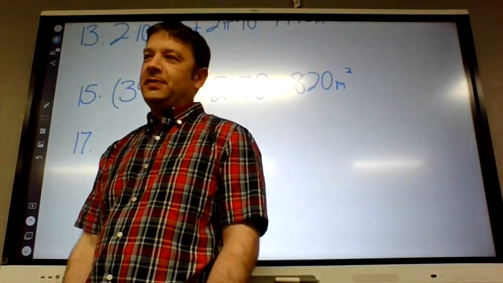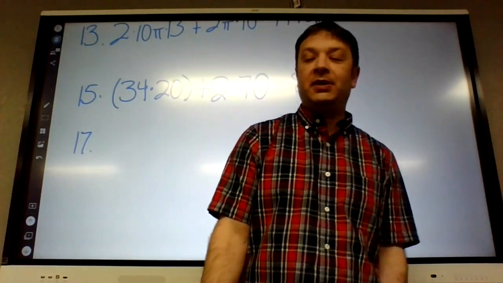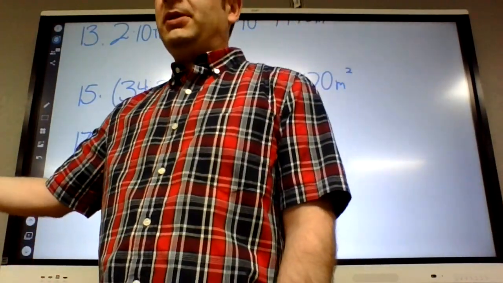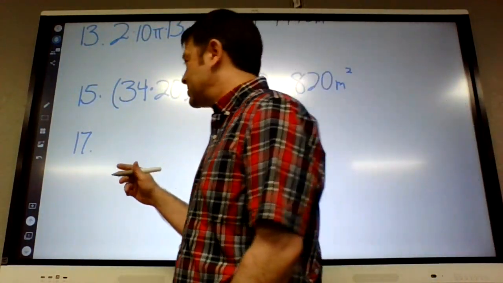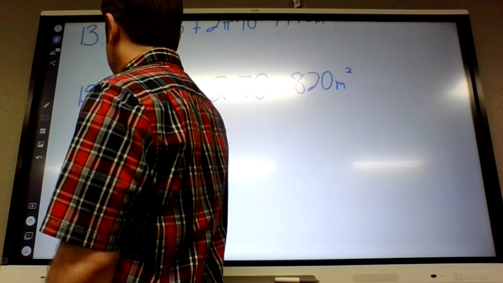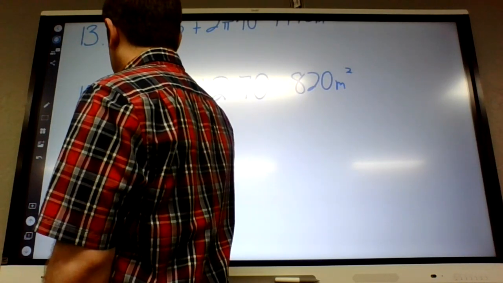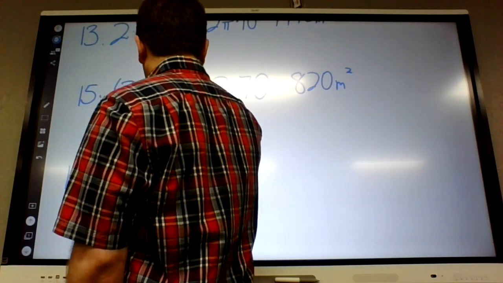Okay, 17. A cone with diameter 10. We've done a cone once already. We don't really need the diameter 10, we need the radius. So if the diameter is 10, the radius is 5. So the formula was 2 pi r h plus pi r squared.